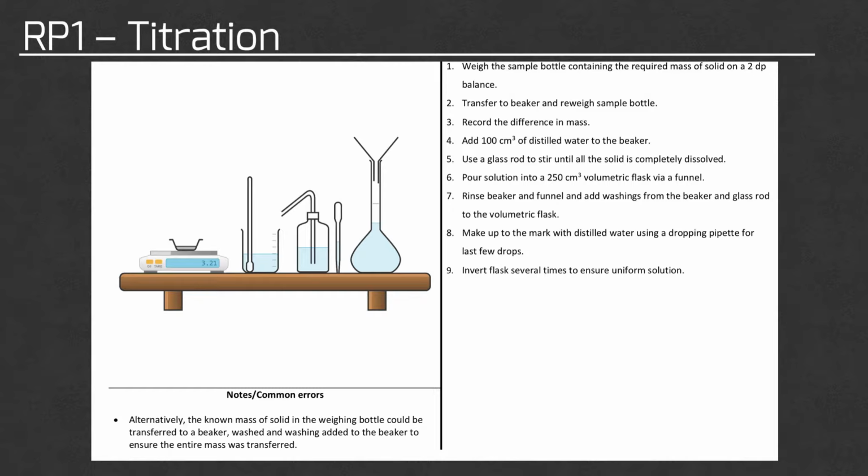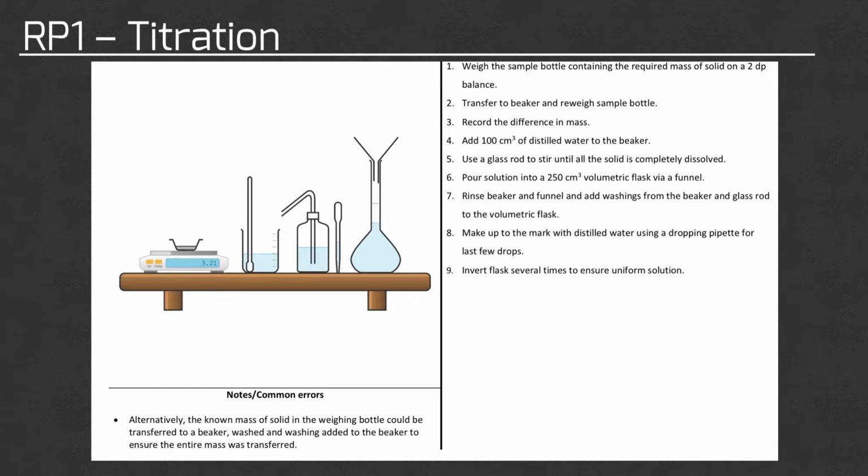Then you're going to add 100 centimetres cubed of distilled water to the beaker. Use your glass rod to stir it until your solid has been completely dissolved. You then pour your solution into your volumetric flask using a funnel to make sure none of your solution runs down the side of the volumetric flask and doesn't make it in. You'd then rinse the beaker you dissolved the solid in, and you'd add the washings of that into your volumetric flask. This makes sure all of your dissolved solid has been transferred from the beaker into the volumetric flask.